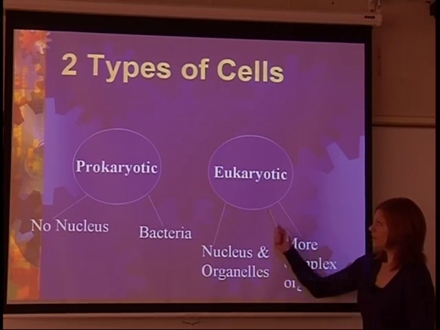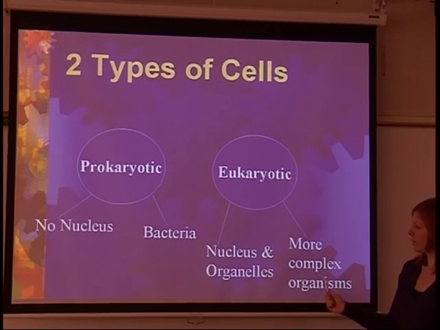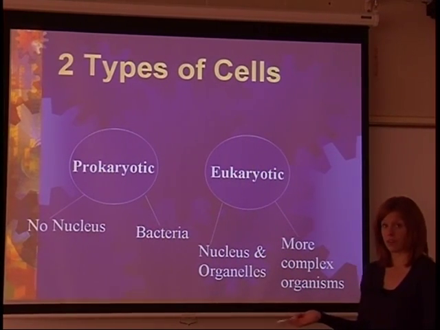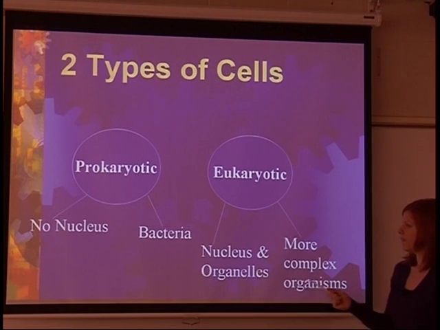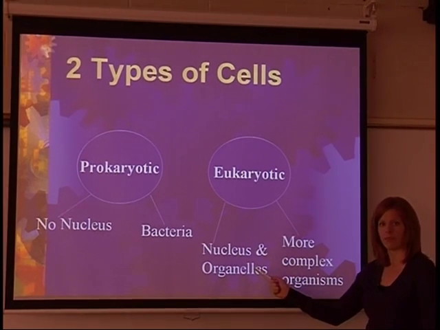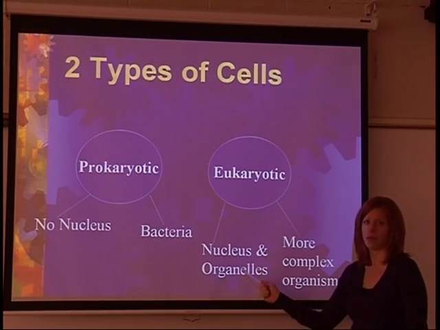In contrast, eukaryotic cells are more complex organisms. Anything that is not bacteria will fit into this group. They do have a nucleus, and they do have many organelles inside of them that make them function.